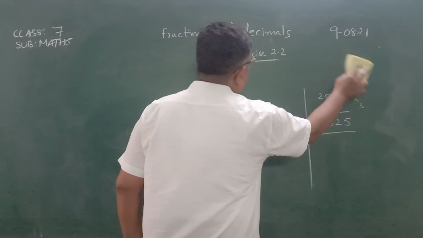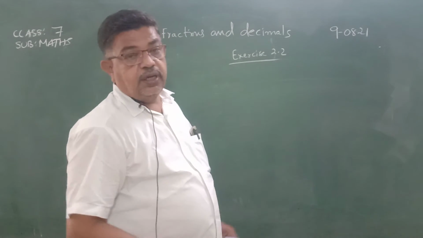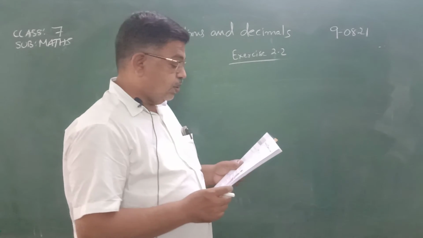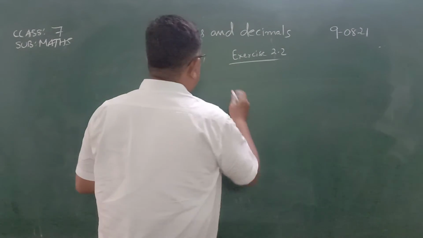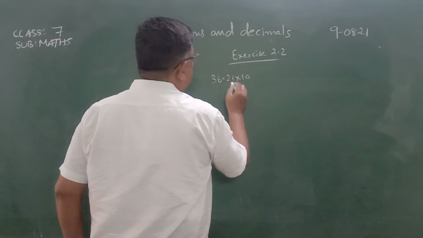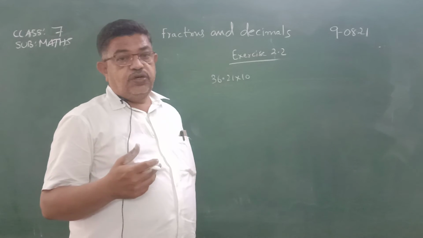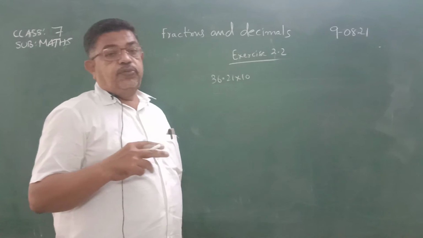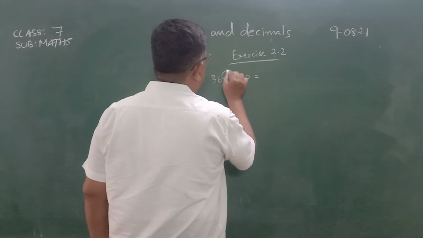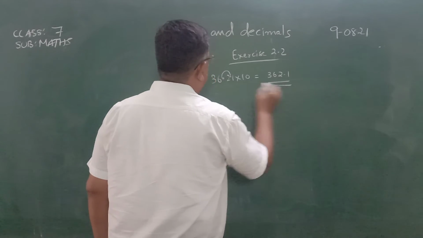Now a table is given with respect to the number of zeros in the product. We have to keep the decimal after how many places. This is how you have to check. First one, 36.21 into 10. You are multiplying with 10. Already I told, if you multiply with 10, the point will move 1 place towards right. So the point moves 1 place, and it becomes 362.1.